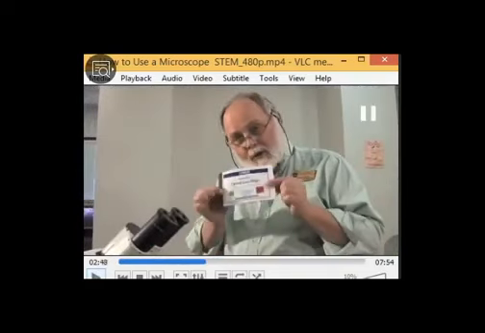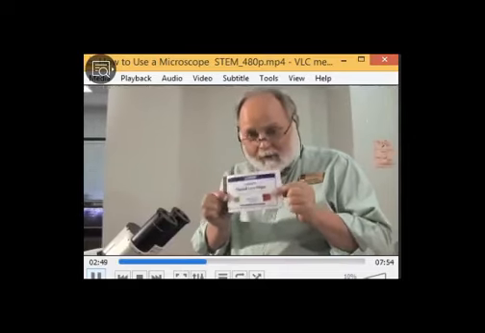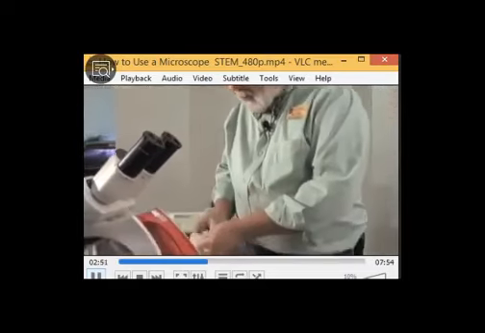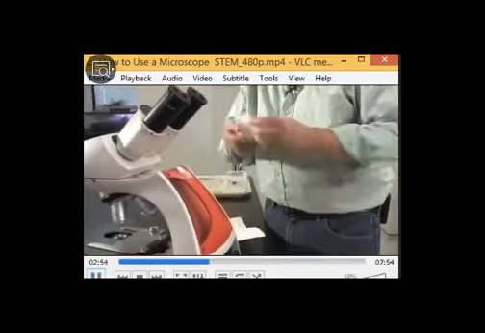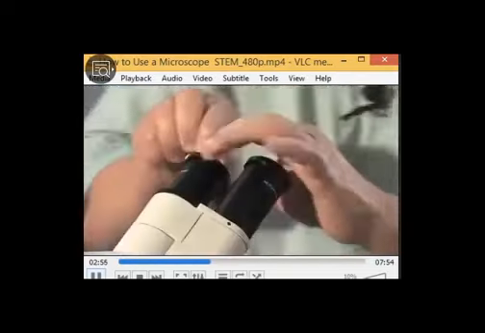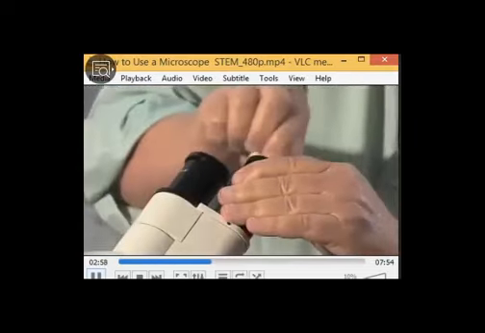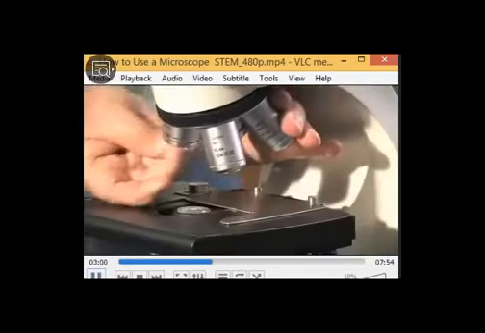Now this is the lens paper. I told you about lens paper. This lens paper we use to clean the microscope lens. So whenever you want to clean the lens, you use this tissue. You cannot use any other tissue.